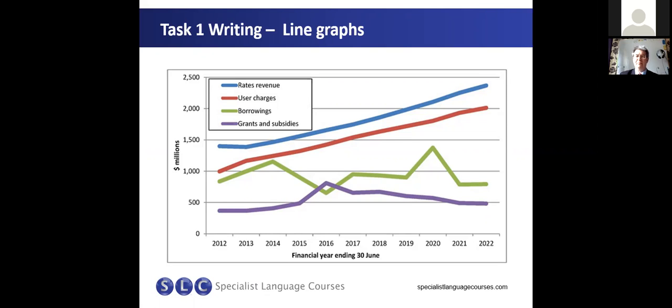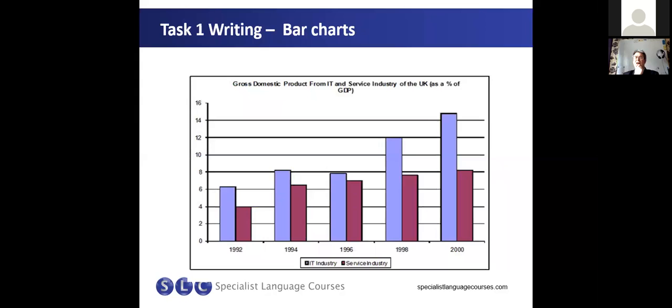Let's have a look at another. Here we've got a bar chart. And this one is showing us gross domestic product from IT and service industry of the UK as a percentage of GDP. Gross domestic product again. They've used the shortened form. So you've got 2 colors on this graph, some blue and some purple. The key at the bottom tells us that the lighter blue one is IT and the purple one is service industry.